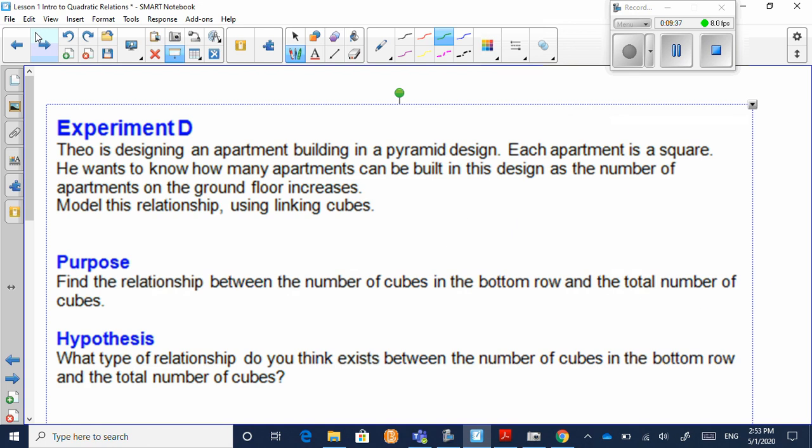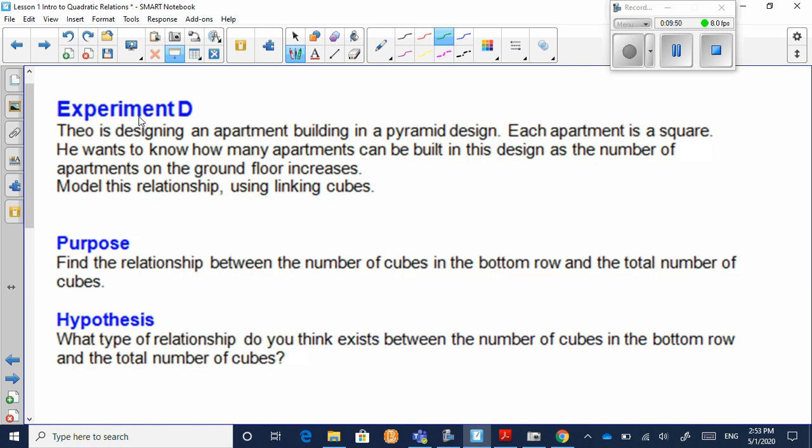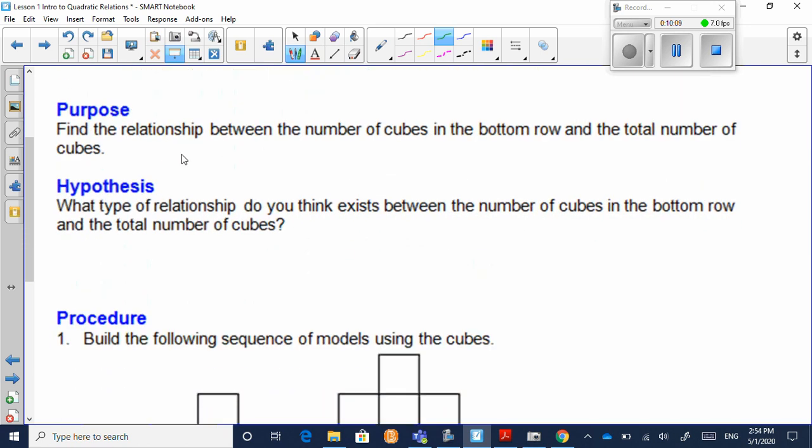Okay, well, normally what I would do in class is we do a couple little experiments to collect data where the data would represent a quadratic. And so let's just do this one together really quickly. It says Theo is designing an apartment building in a pyramid design. Each apartment is a square. He wants to know how many apartments can be built in this design as the number of apartments on the ground floor increases. So normally I give out cubes in class and I get people to start building these.